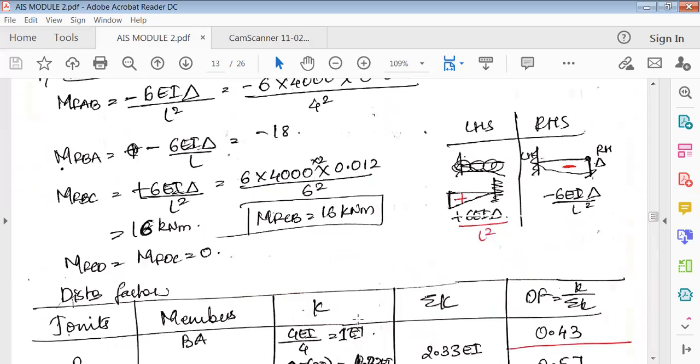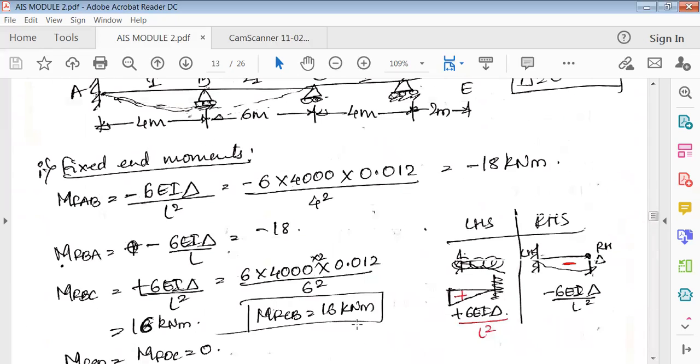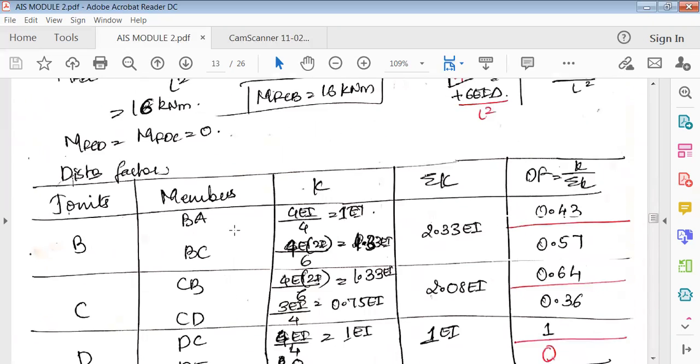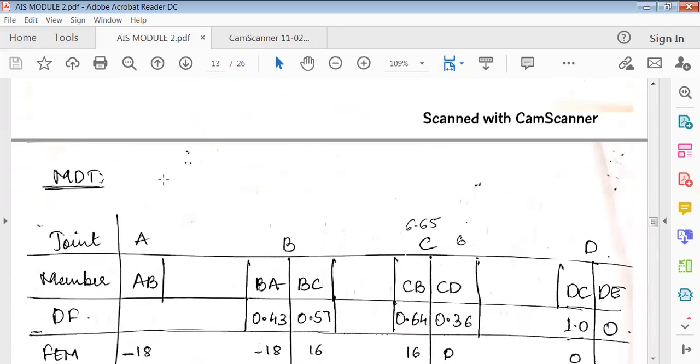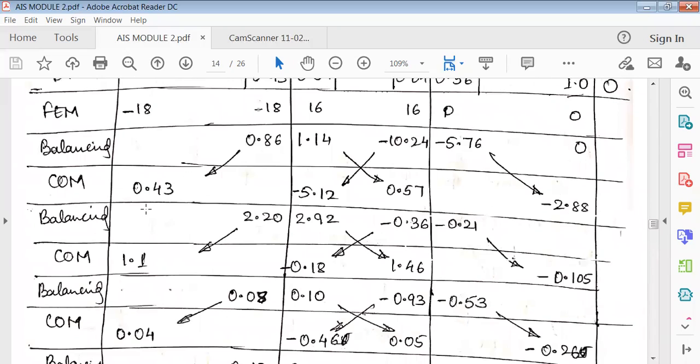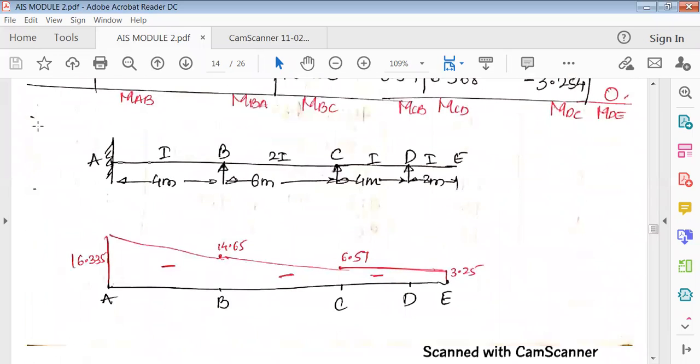All right. This is how the steps are all same. You have to make adjustments only in the first step, fixed end moments. Next is same thing: distribution factor, moment distribution table, and finally the bending moment diagram. All right. With this, we'll end the problem.